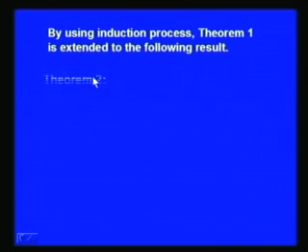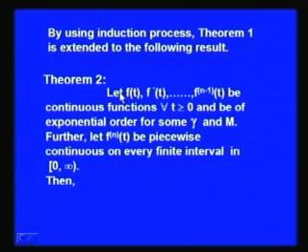Now, let us use the induction process on theorem 1. So, on using induction we have the following result. Let f(t), f'(t) and so on up to f^(n minus 1)(t) be continuous functions for all t greater than or equal to 0 and be of exponential order for some gamma and M. Further, let the nth derivative of f(t) be piecewise continuous on every finite interval in the range t greater than or equal to 0, that is the interval 0 to infinity.